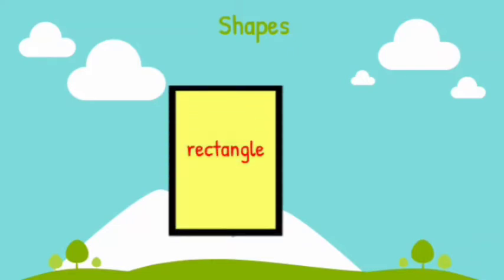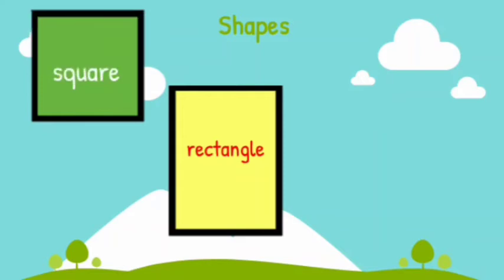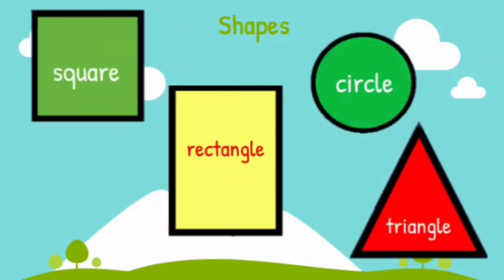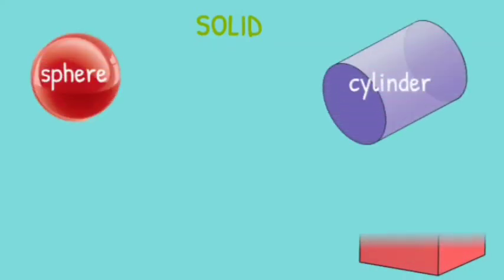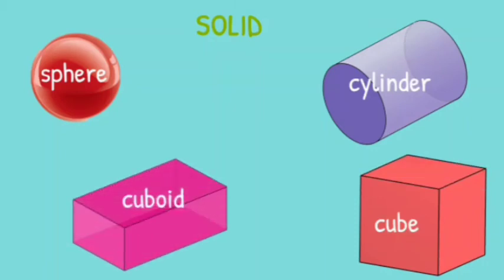There are rectangle, square, circle, and triangle. And the next after shapes, it is solid. Yes, they are sphere, cylinder, cube, cuboid, and cone.